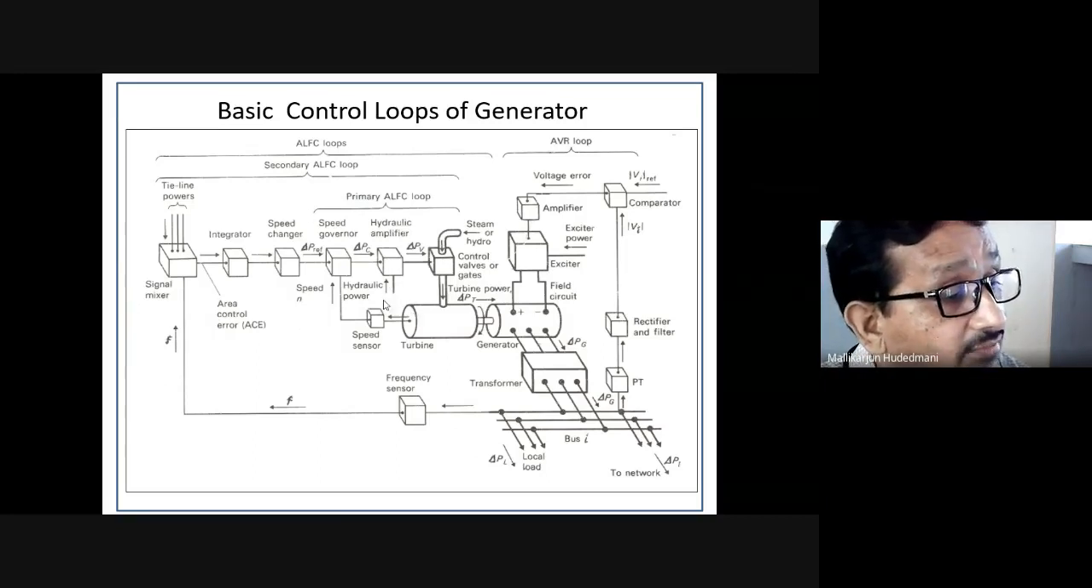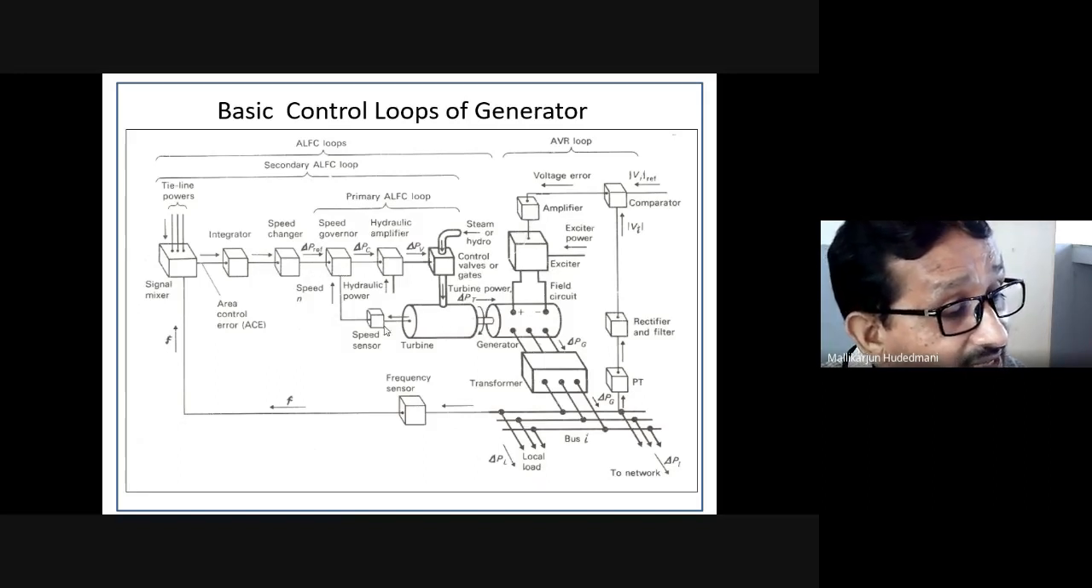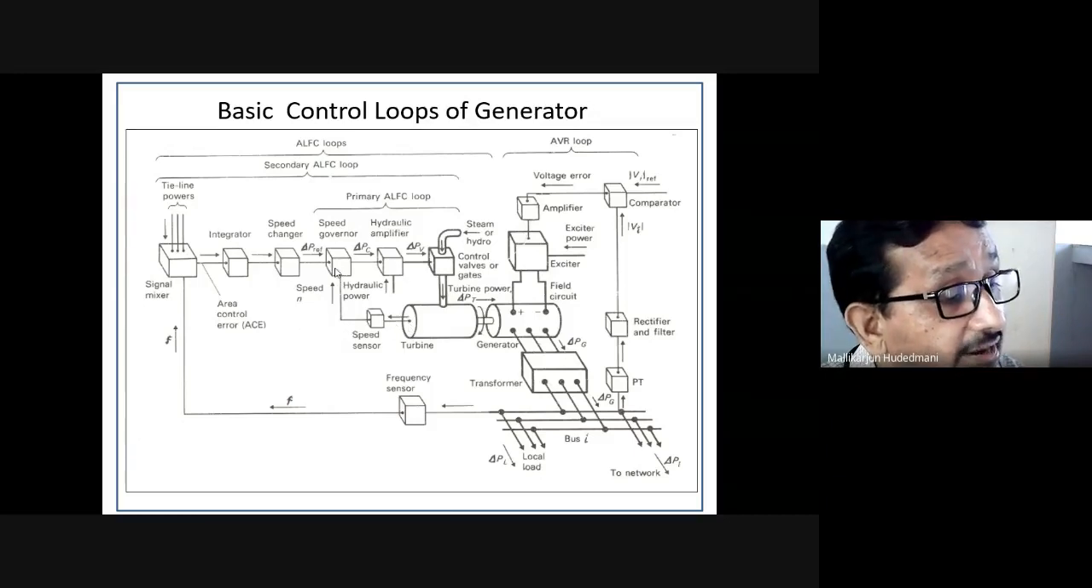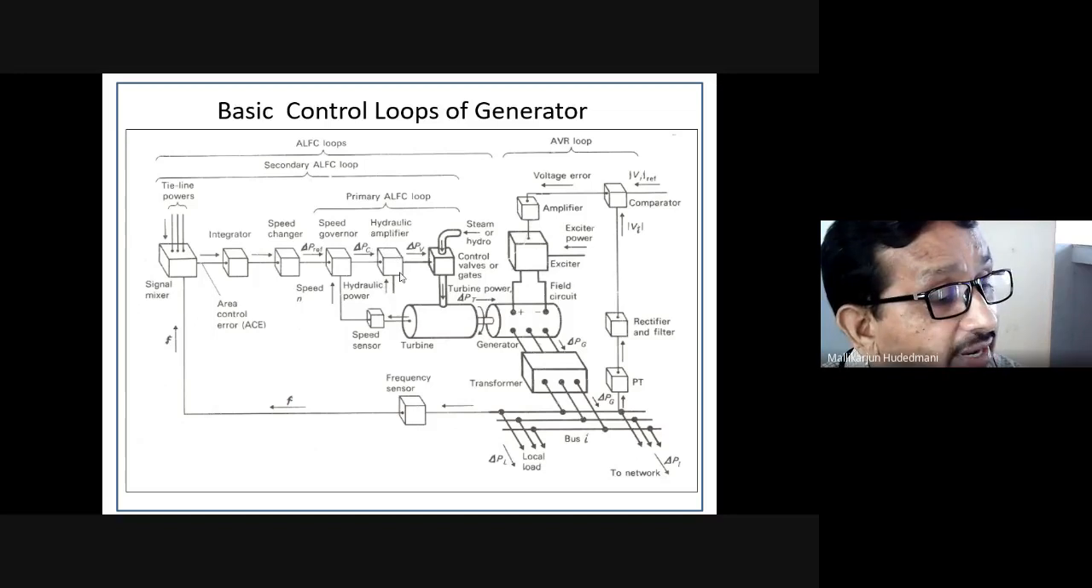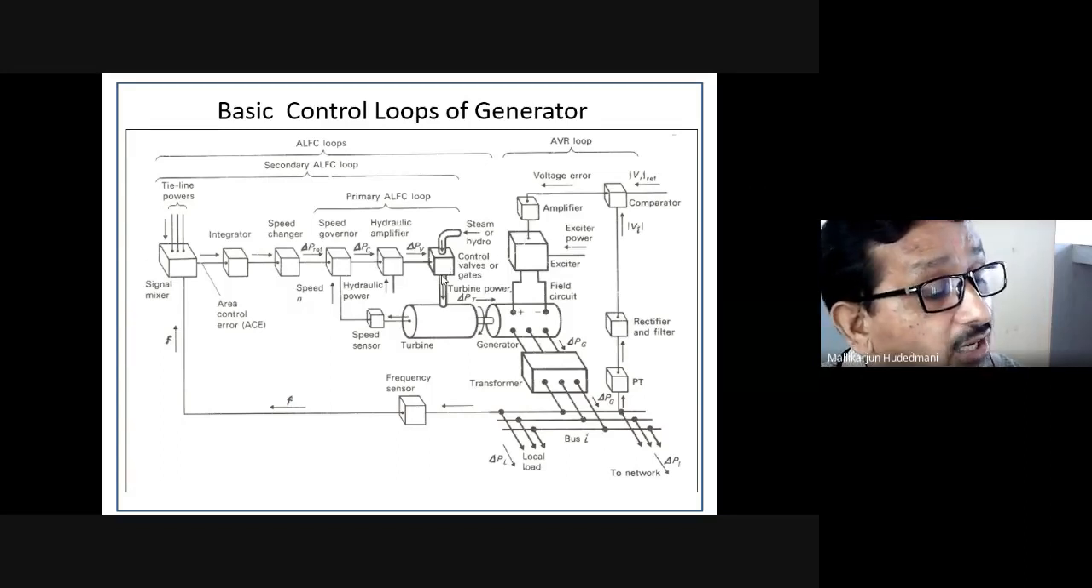Like that, on this speed governor, there is some reference point coming from the previous control. That reference point and any error coming from the shaft of the turbine are combined and processed to develop an error. That error is automatically amplified by the hydraulic actuator, the hydraulic amplifier, to control the valve opening or closing. We call it the gate control.